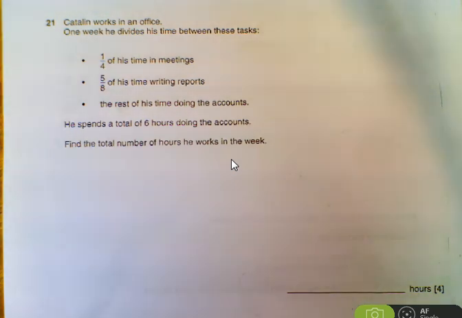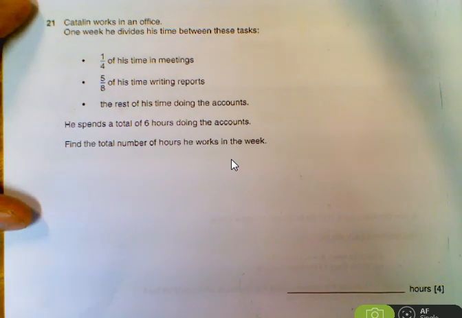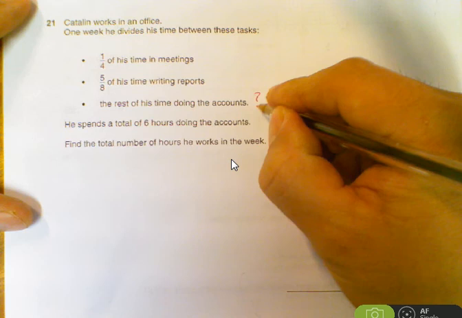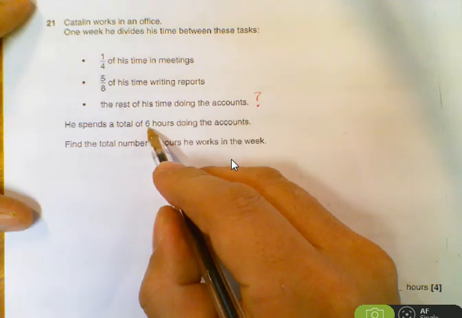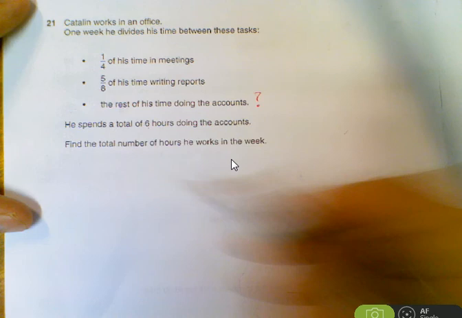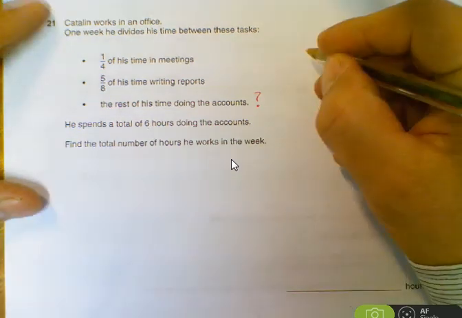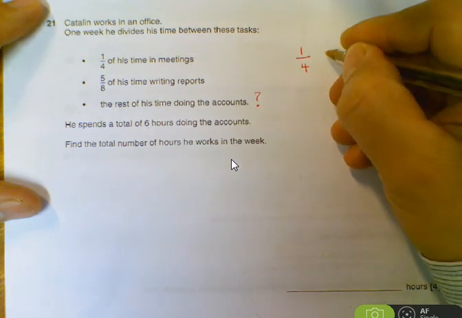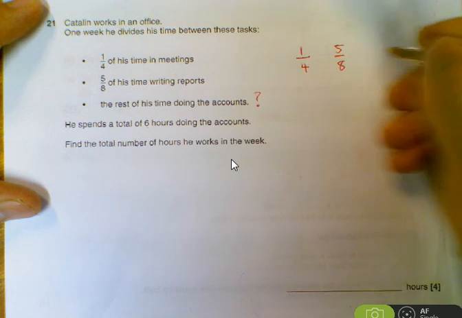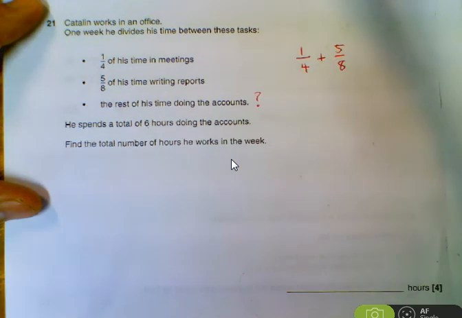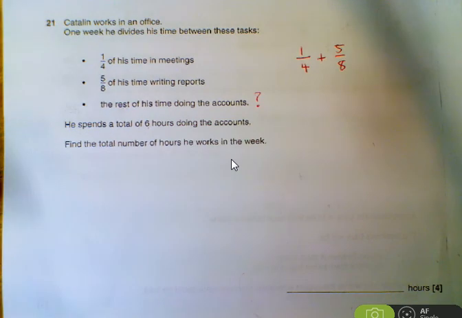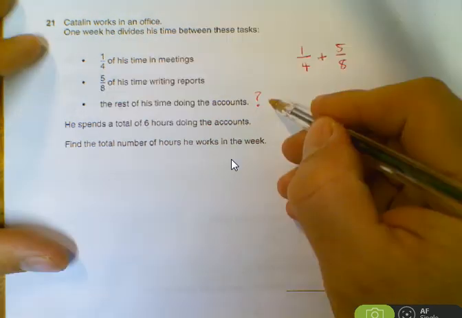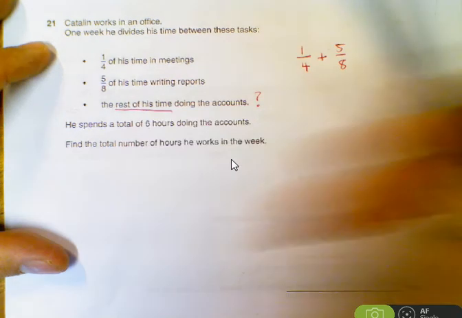Okay, so first of all, I'm going to try and work out what fraction of his time is spent doing accounts. I want to know what fraction he's doing accounts for, because I know that's 6 hours. If I know what fraction it is, I'm going to be able to work out the total hours for the week. So first of all, a quarter of his time is spent in meetings and 5/8 of his time is spent writing reports. If I add those together, then I can subtract that from the whole time to find out what fraction he is left doing the accounts, because it says the rest of his time is doing the accounts.